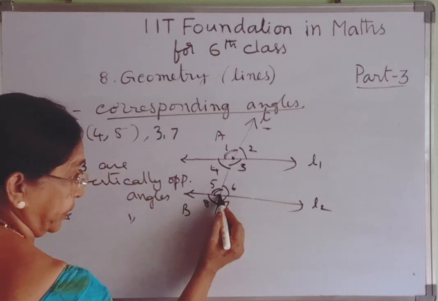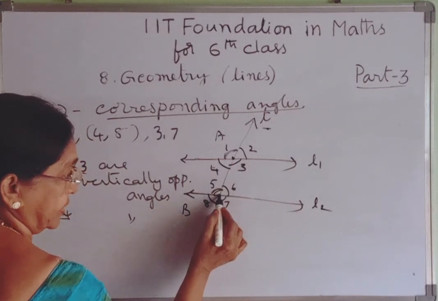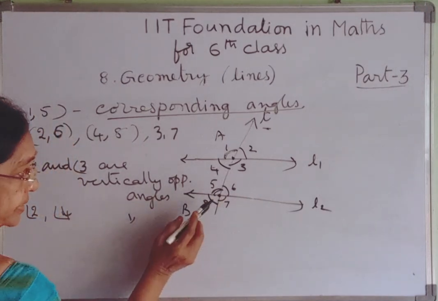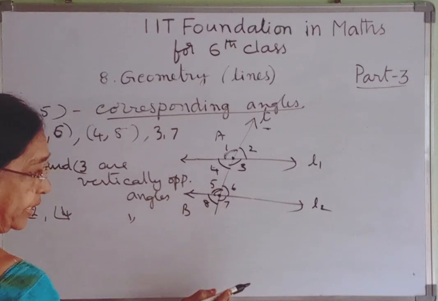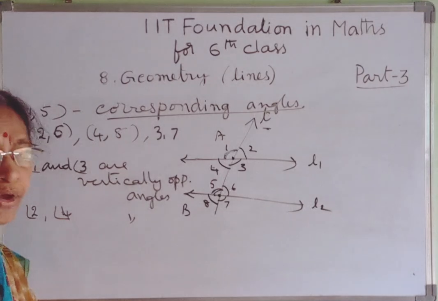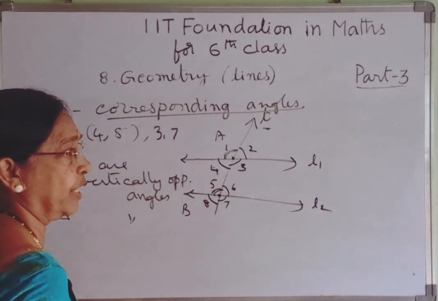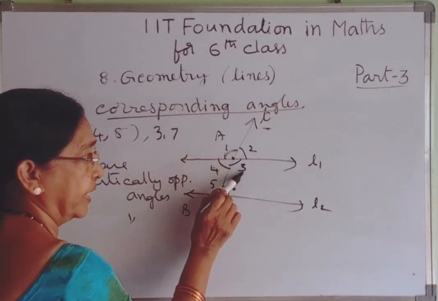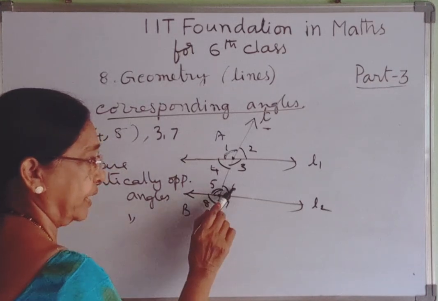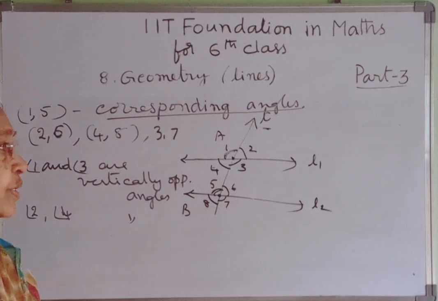Again at this point B, the transversal and L2 are intersecting at B. Therefore, the opposite angles are called vertically opposite angles. Angle 5 and angle 7 are vertically opposite angles, and angle 6 and angle 8 are another set of vertically opposite angles. Therefore, altogether 4 sets of vertically opposite angles: angle 1 and angle 3, angle 2 and angle 4, angle 5 and angle 7, angle 6 and angle 8.